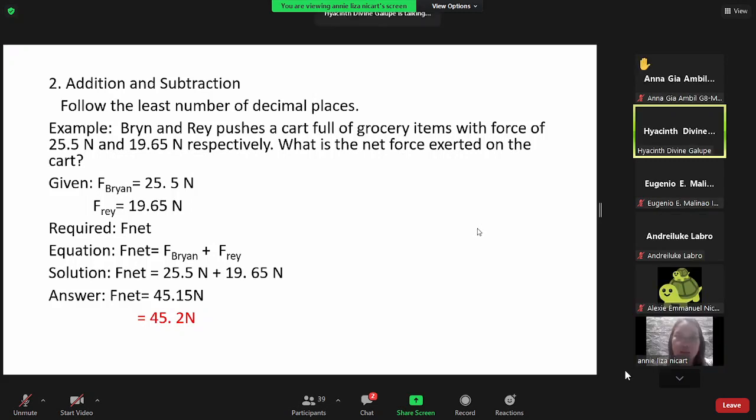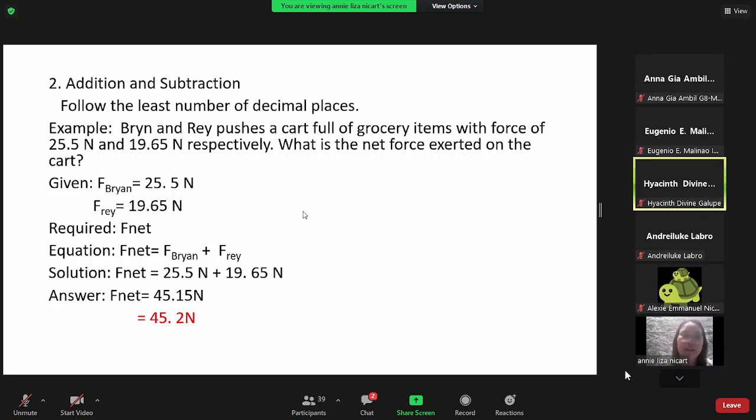Follow the least number of decimal places. Your final answer should follow the least number of decimal places. Example: Ryan and Ray push a cart full of grocery items with 25.5 Newton and 19.65 Newton respectively. What is the net force exerted on the cart?